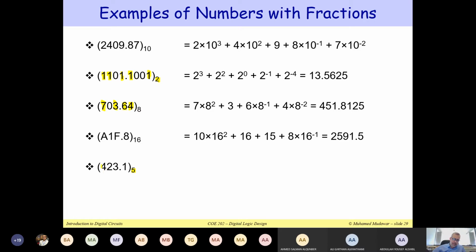So this 4 is multiplied by what? 5 to the power 2. 5 squared, right? Which is 25. How about this 2? 10 multiplied by 5. Yes, and this 3? Only 3. How about this one? 1 over 5, which is 0.2. So if you do the math, you get 113.2.